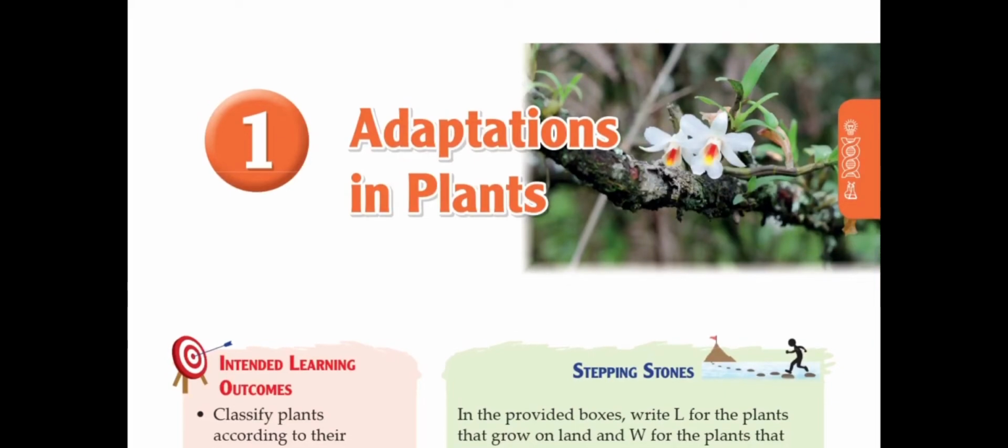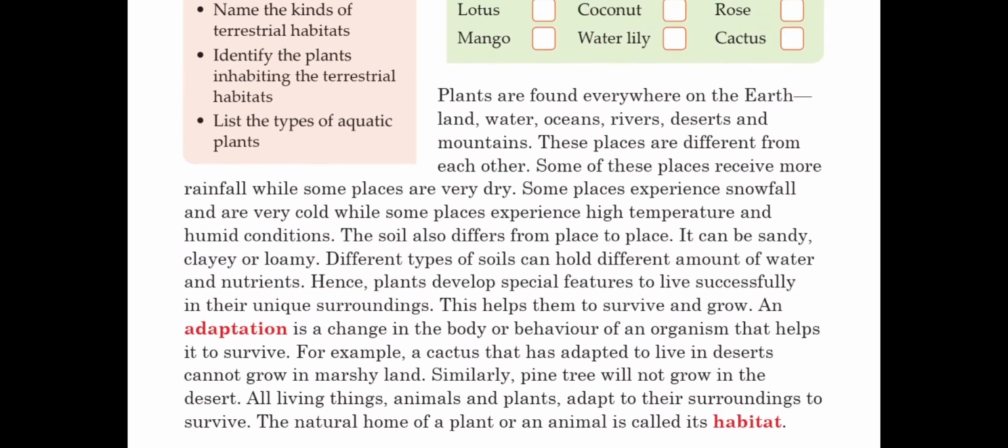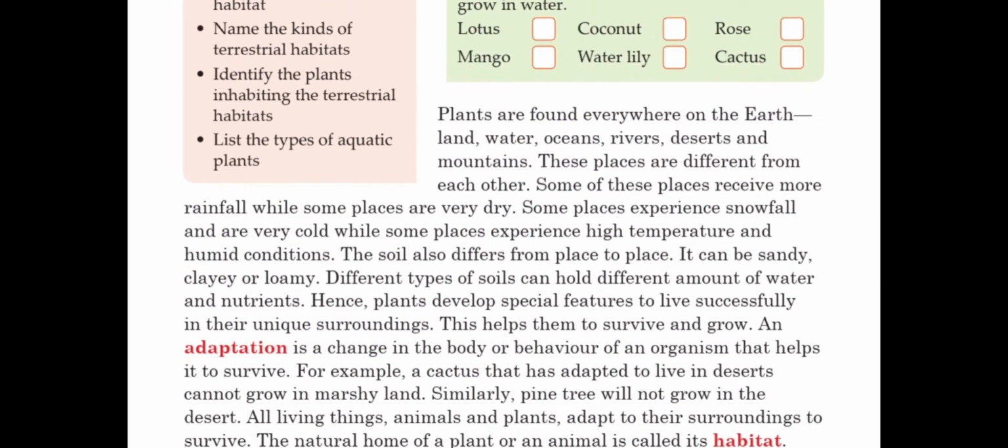Welcome to Super Science. Today we will learn lesson number 1 for grade 4, Adaptations in Plants. Plants are found everywhere on the earth: land, water, oceans, rivers, deserts and mountains.